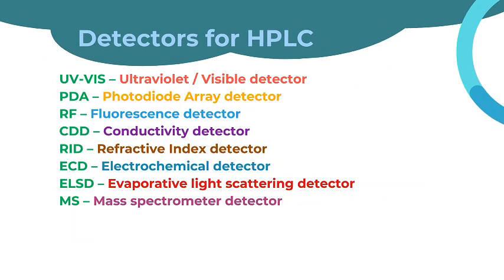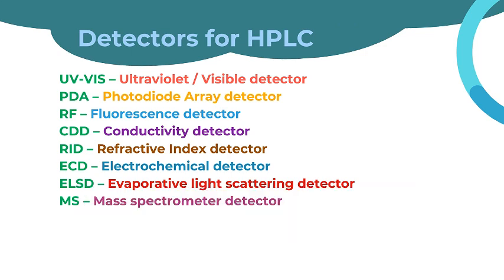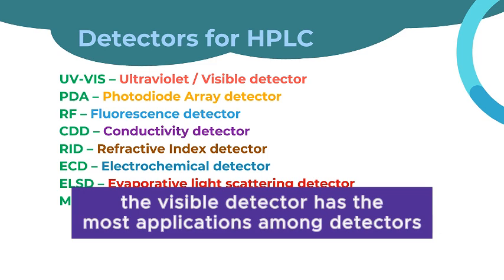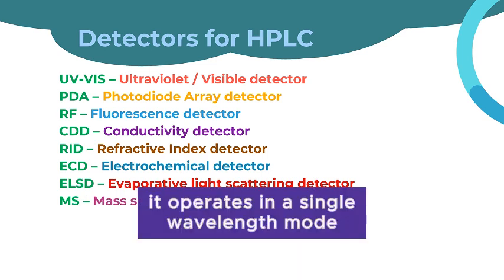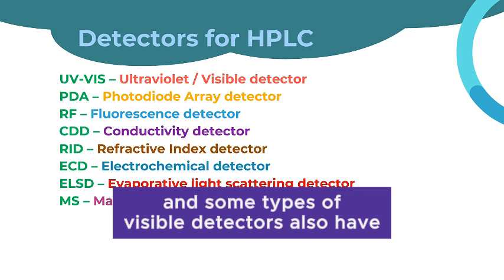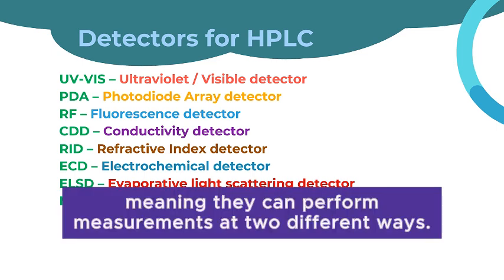At the end, I will introduce the types of detectors used in the HPLC system. The visible detector has the most applications among detectors. It operates in a single wavelength mode, and some types of visible detectors also have the capability to operate in two wavelengths, meaning they can perform measurements at two different wavelengths.